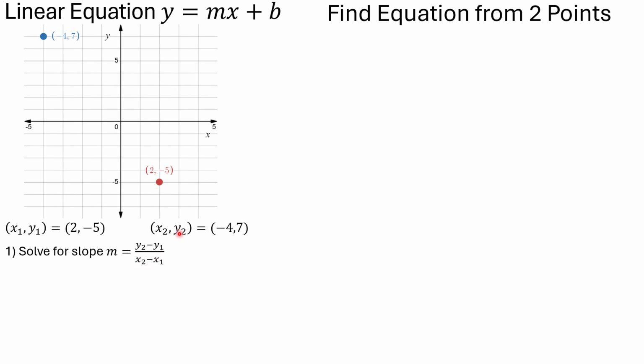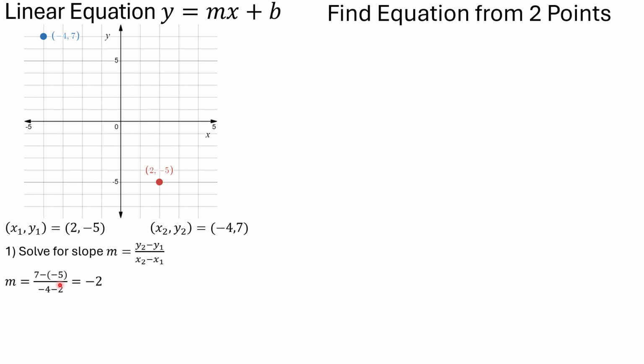And it really doesn't matter which point you define as point 1 or point 2. You have to just be consistent, right? If you want to rewrite this and say y1 minus y2 over x1 minus x2, that's fine. The signs will take care of themselves if you're consistent there. Okay, so we just need to plug in our values into our equation. So y2 is 7 minus y1 is -5. And then x2 is -4 and x1 is 2.